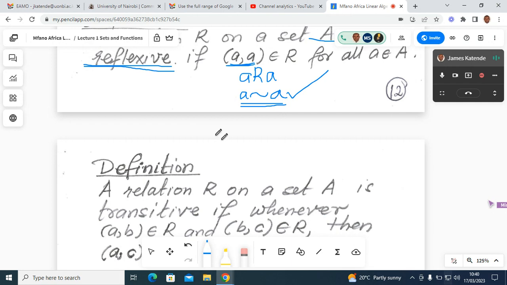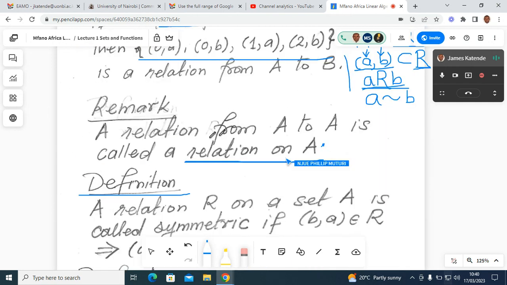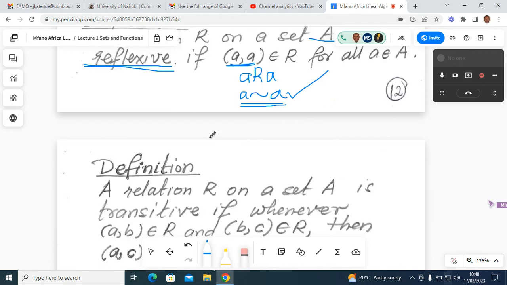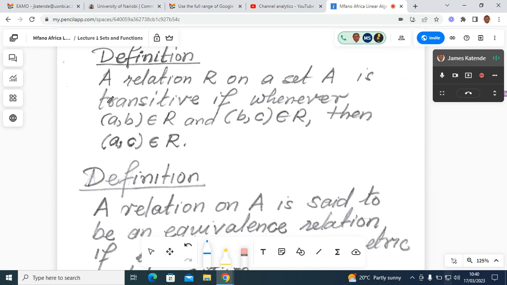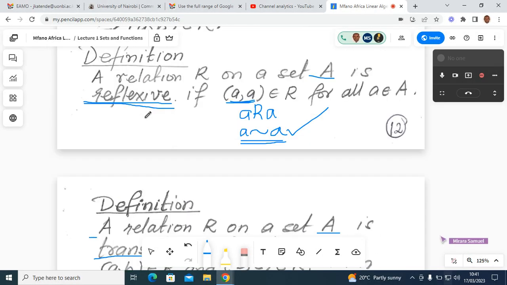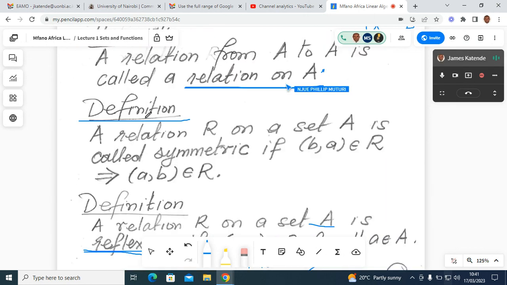So not all relations are reflexive. We'll create an example later. So another property that relations can have is the transitive property. If you define a relation on A, it will be transitive if the following. There's one I have not defined, I'll come back to transitive.